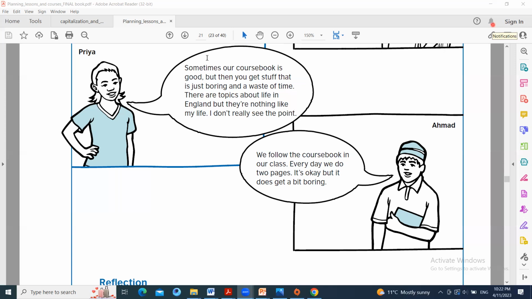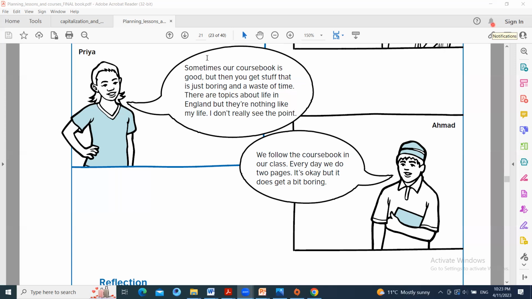For example, change a reading text about the Beatles, a famous English music group, to one about a famous music group from their own country, or a more modern group that is well known to the learners. Okay, so this is about Priya and some advice to Priya's teacher. What about Ahmed?